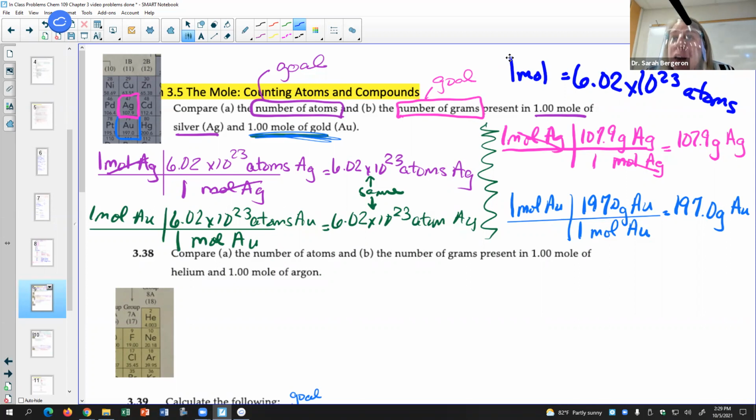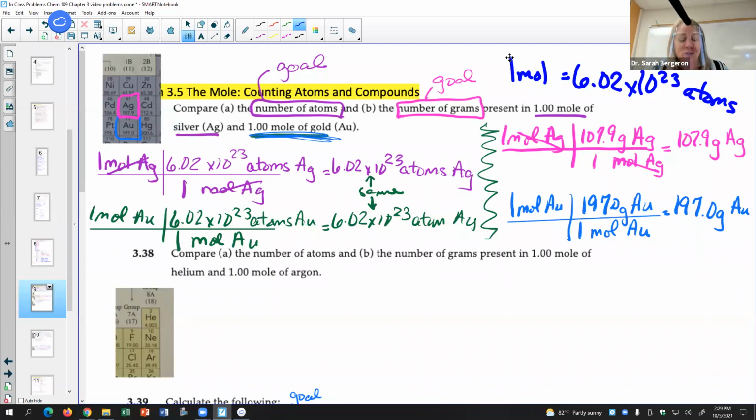But think about it, right? As you go down, you get more protons, you get more neutrons. So it's a more massive element. So then a mole of that element is heavier than a mole of a light element like helium. So it's important to understand that relationship between atoms, moles, and then the molar mass, the molecular mass of that element.